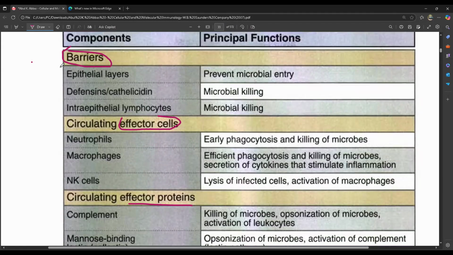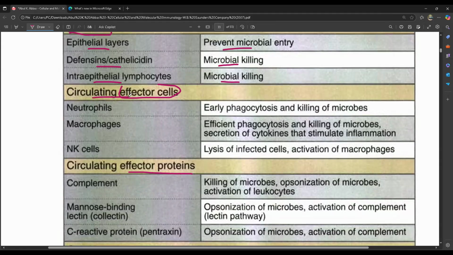So the first component is the barriers, and in the barriers we see epithelial layers, skin and these anatomical barriers, defensins and intraepithelial lymphocytes. Epithelial layers prevent microbial entry, defensins are proteins which help in defense and microbial killing, and intraepithelial lymphocytes also help in microbial killing.